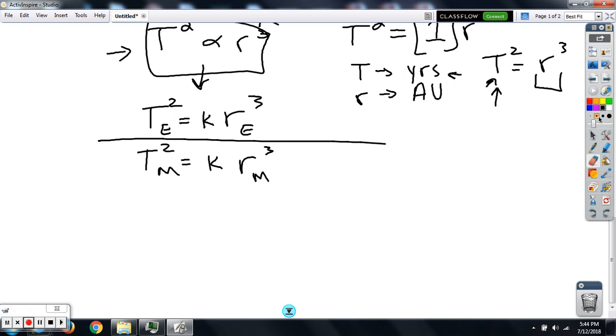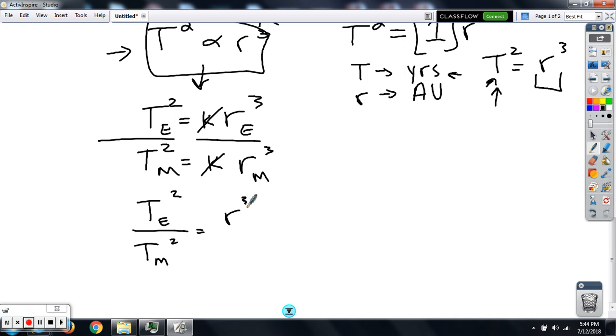what we're doing is eliminating the need for the constant, because let's see what happens. We get T Earth squared over T Mars squared. That equals, and you see here that the k divided by k cancel out, and you're left with r cubed of the Earth divided by r cubed of Mars.